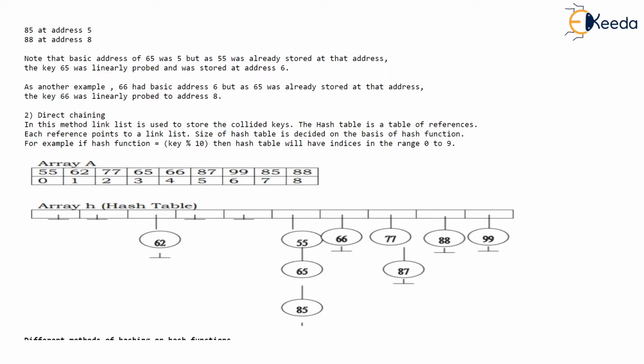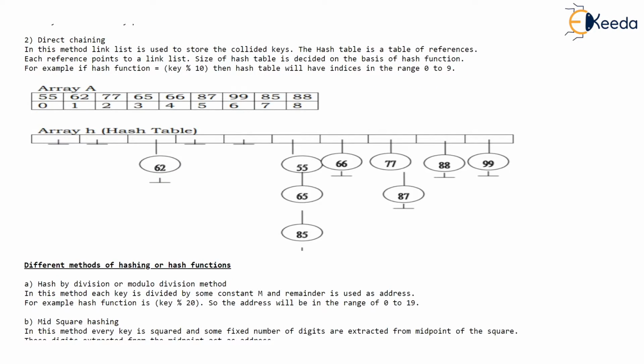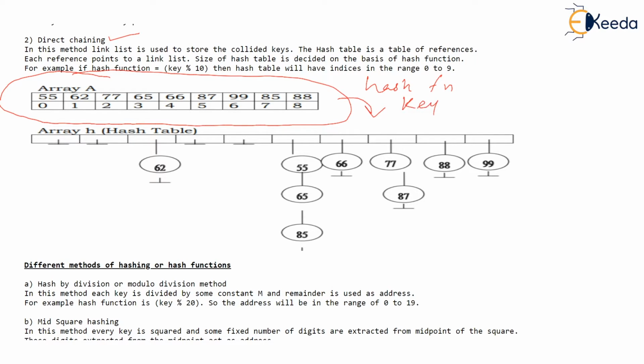This is the second video about. So technically speaking, the second video starts now. Direct chaining. We are still having the same array. Observe the same values. We are going to map these values into the hash table. And our hash function that we will be using is again key % 10. The same function. Like 55 will get mapped to address 5.